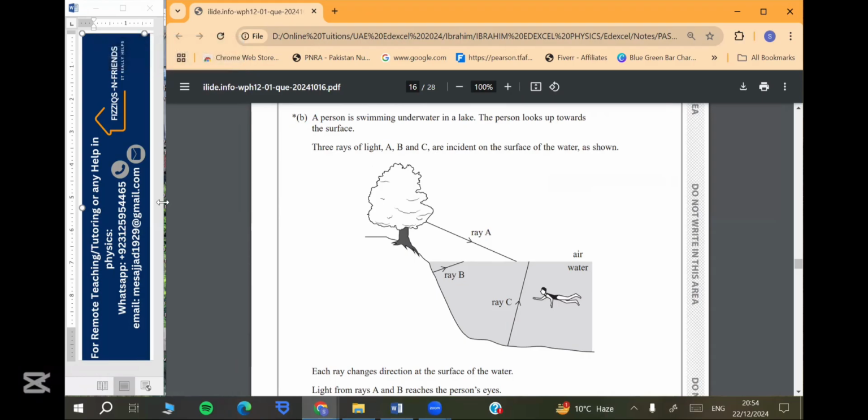A person is swimming underwater in a lake. The person looks up towards the surface. Three rays of light A, B, C are incident on the surface of the water as shown.